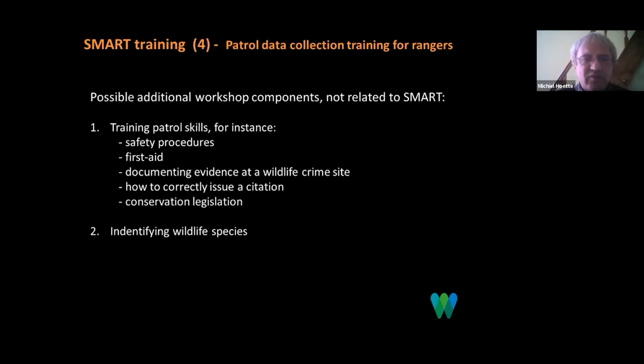And it's also possible to have a training where you cover not only SMART, but also some additional patrol skills. I made a list here of the things that you could cover. If you do only a SMART training, I think one day is sufficient. If you involve these kinds of topics in your training, and very often that is useful, then I think you have a 2-day training.